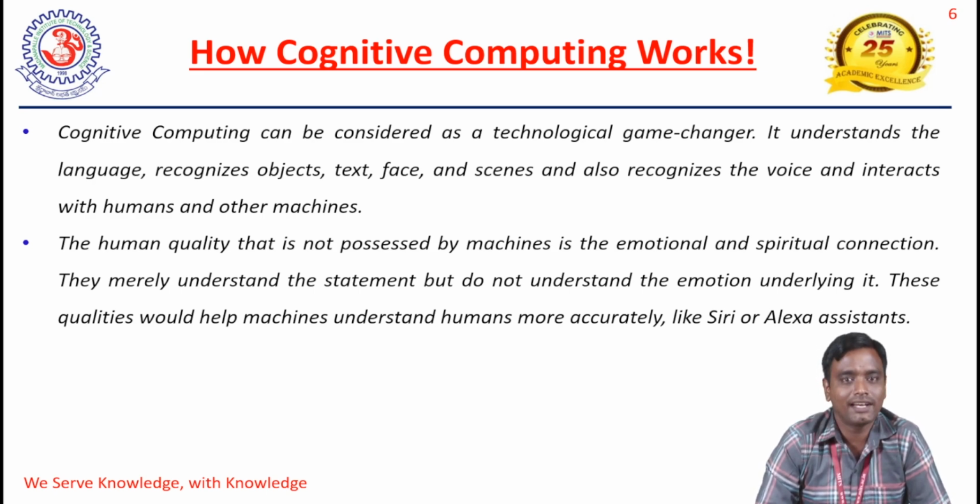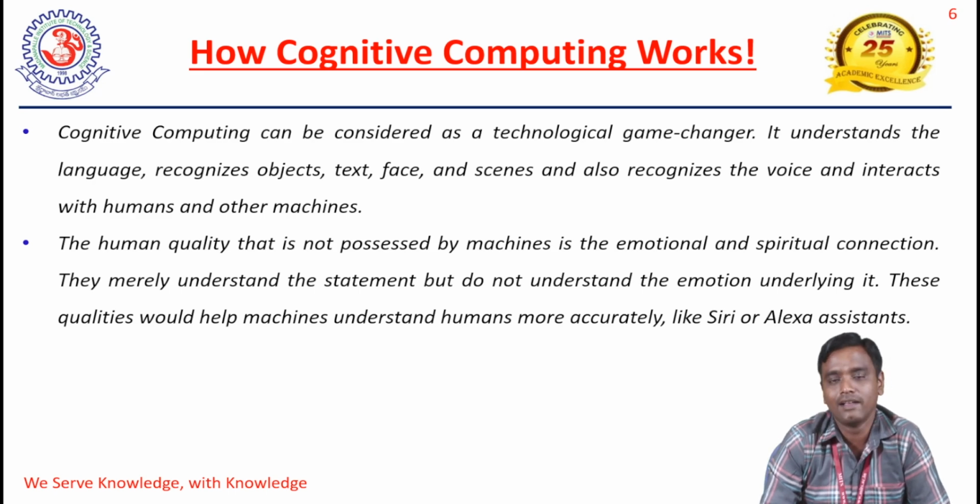So they may really understand the statement but don't know to understand the emotion underlying it. So when you say certain things, like "today is my birthday," a machine can understand that today is your birthday, but emotionally it can't react. It won't say, "Oh, today is your birthday, I'm so glad, happy birthday." It can understand today is your birthday, that's all, but it can't express the emotion which is being delivered. So these qualities would help machines understand humans more accurately, like Siri or Alexa assistants.